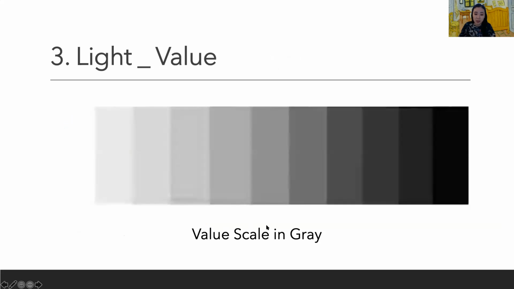By using this value scale, so value scale is defined as the relative lightness or darkness of a color. It is an important tool for the designer and an artist in the way that it defines form and creates spatial illusions. Contrast of value separates objects in space, while gradation of value suggests mass and contour of a contiguous surface.